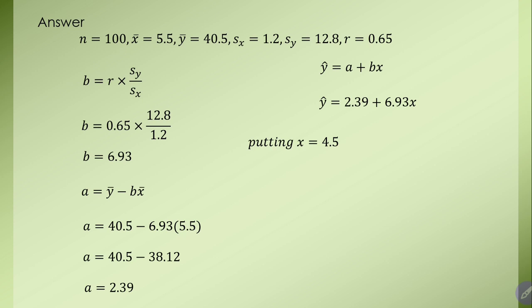So putting x equal to 4.5, y cap is equal to 2.39 plus 6.93 into 4.5. If you multiply 4.5 into 6.93, you will get 31.19. 2.39 plus 31.19 is 33.58.